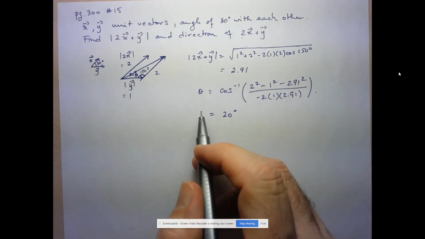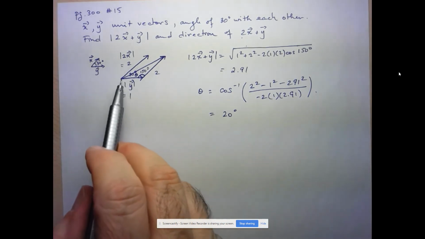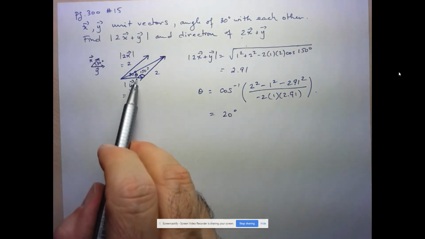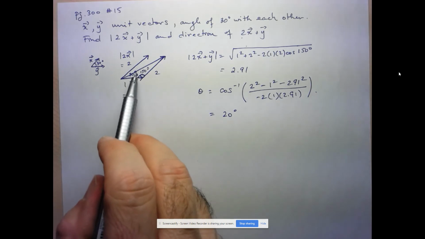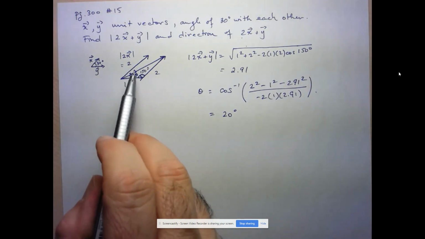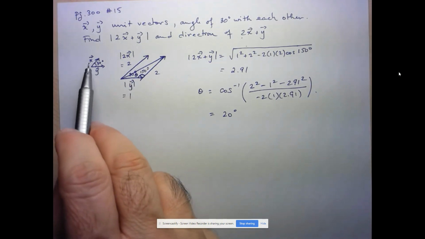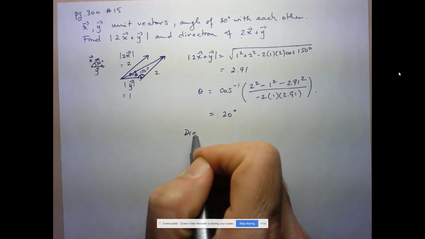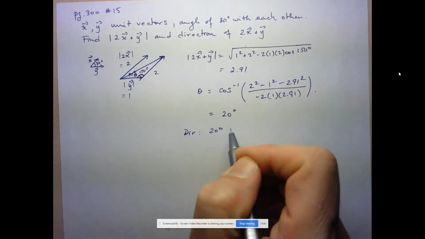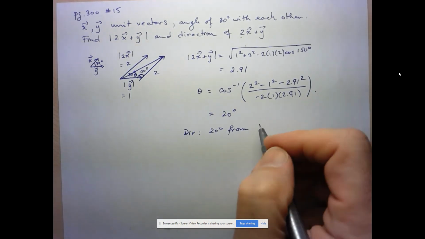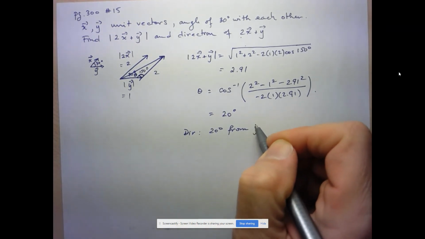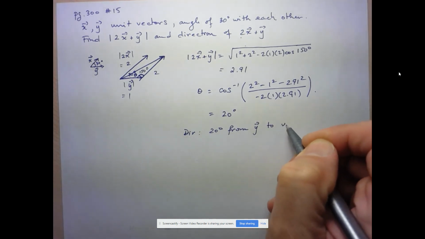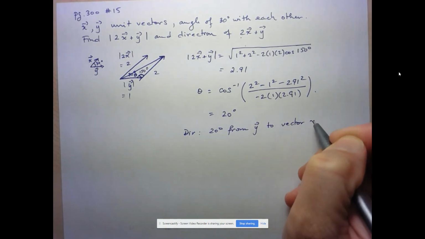All right, and so how are we going to describe this? Well, I'm going to say I'm starting at y, and I'm going 20 degrees toward my vector 2x. But since my vector 2x is in the same direction as the vector x, I'm just going to say here that my direction is 20 degrees from vector y to vector x.